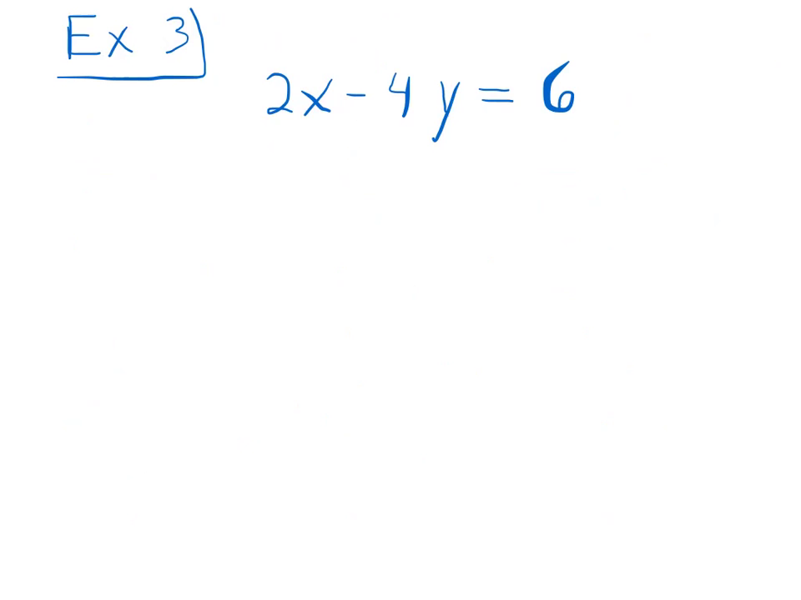Okay, let's do another example, example 3. Same type of thing, it's just this time the signs are a little bit different. But again, the directions are going to say convert this to slope-intercept form, or write this equation in slope-intercept form, which tells me I am solving for the variable y.